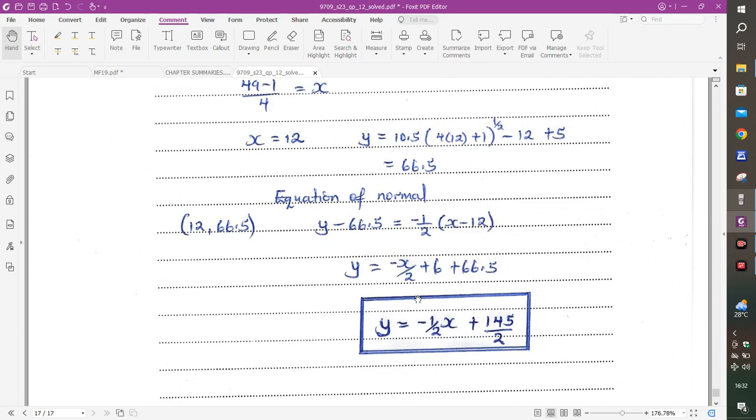So this has been it for this paper, February, March 2022. I mean May, June 2022.